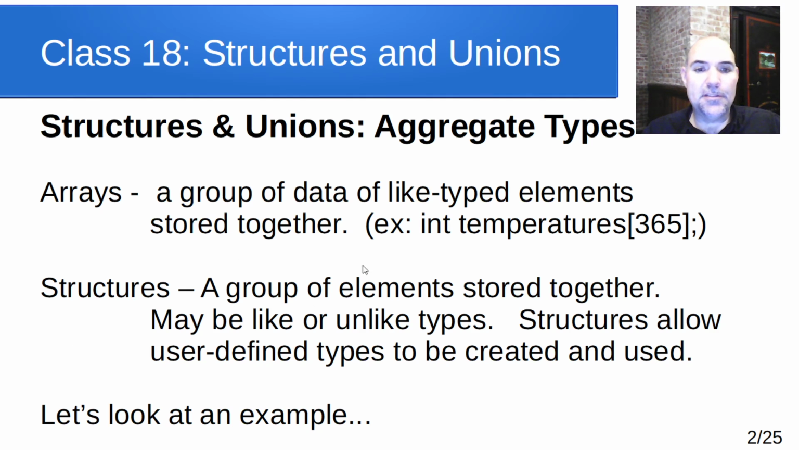It's a group of elements, just like this had a group of elements that are all stored together, but the types don't have to be the same. They could be the same or they could be different. So a structure is essentially a way of allowing a user-defined type to be created and used in your program. In other words, you could create a type that has various different elements in it, and those elements can be accessed individually, and they can be the same type or a different type. Let's look at an example.